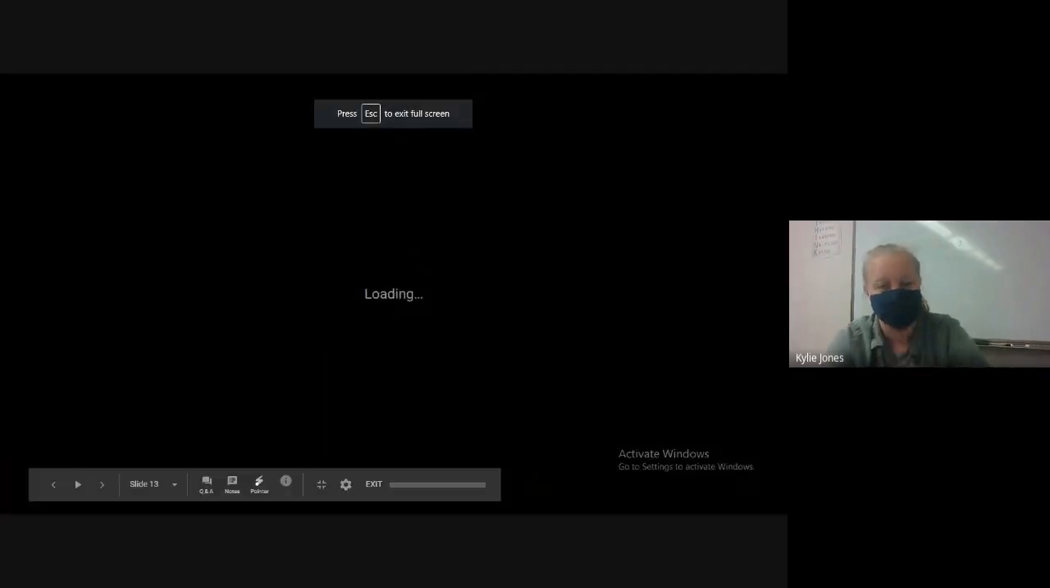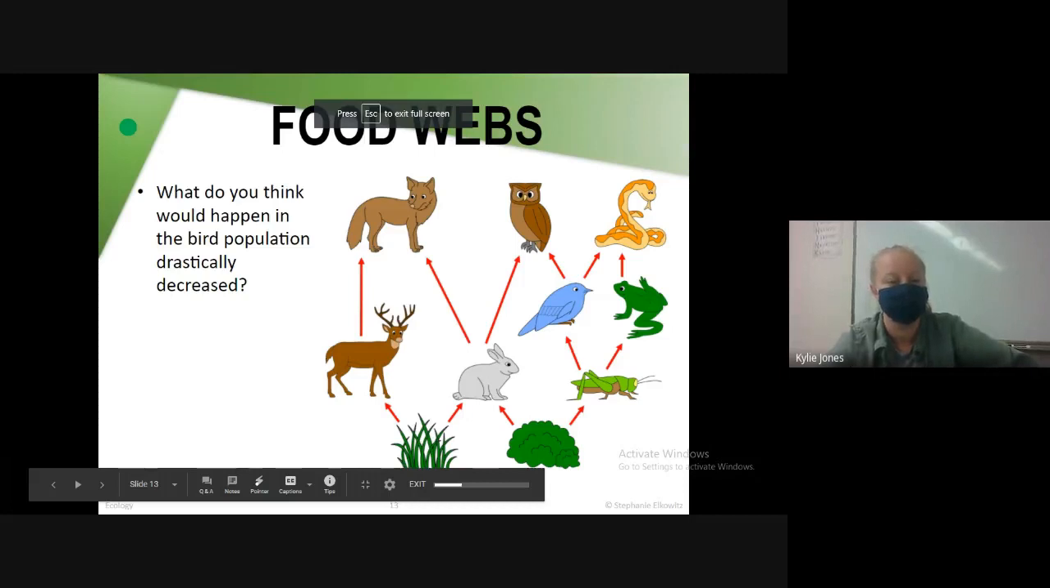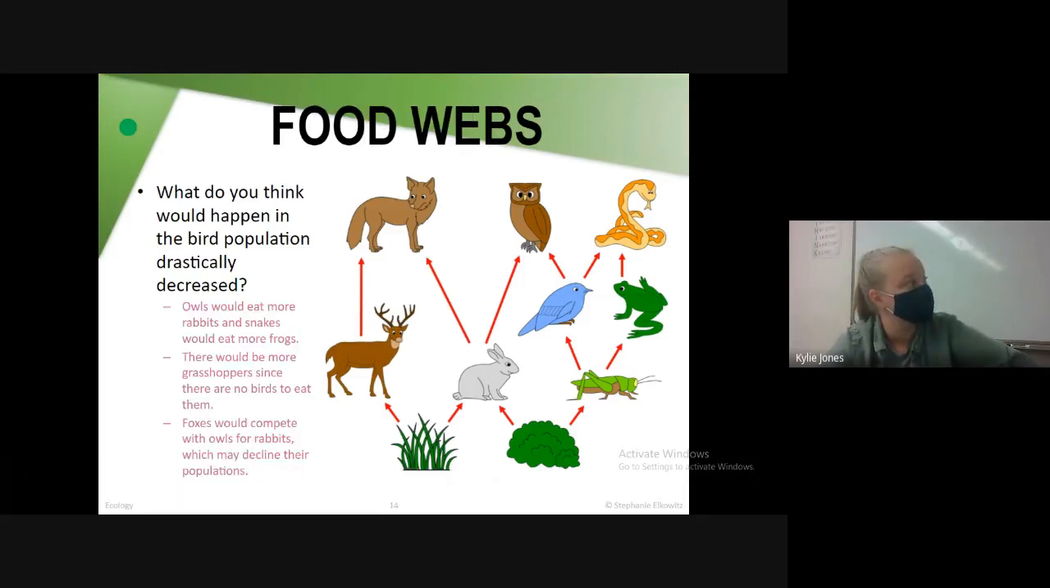All right, our next slide. Here's your answers. Okay. Owls would eat more rabbits, and snakes would eat more frogs. You can copy and paste it, that's fine. There would be more grasshoppers since there's no birds to eat them. Foxes would compete. Oh, that's a fox, not a wolf. All right. I guess I could see that. Anyway, foxes would compete with the owls to eat the rabbits, which would decline the fox's population. So there's a lot of different things that could happen. Right?